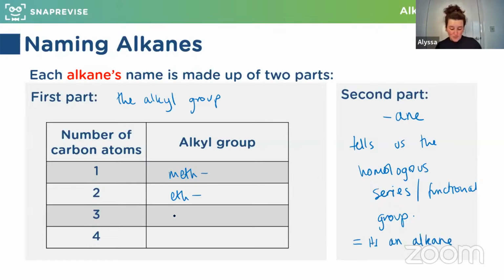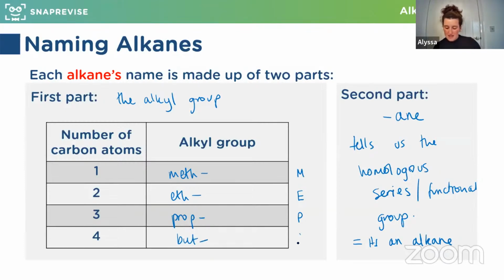Good. Prop. Well done, those of you that got propane. Propane is an alkane with 3 carbons. Is propane. And the final one? 4. What's 4? Anyone know? Lovely. Bute.